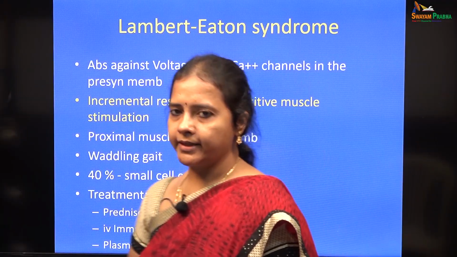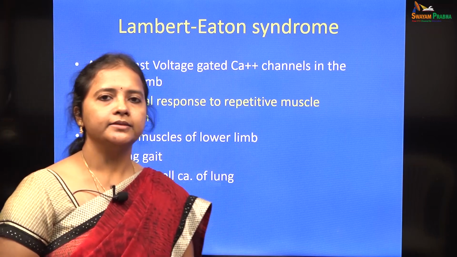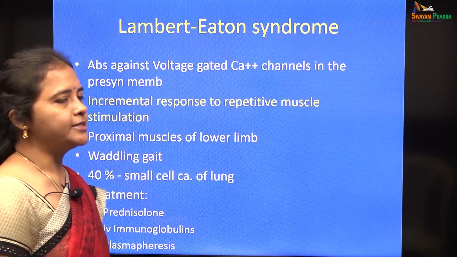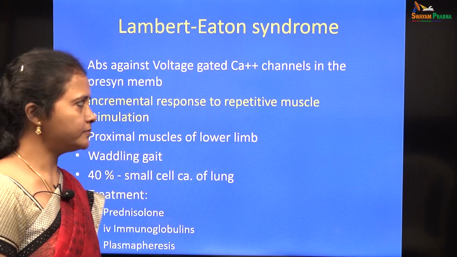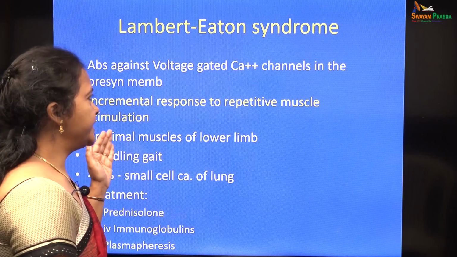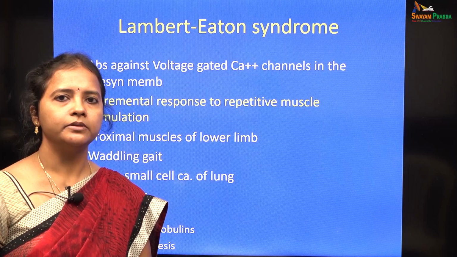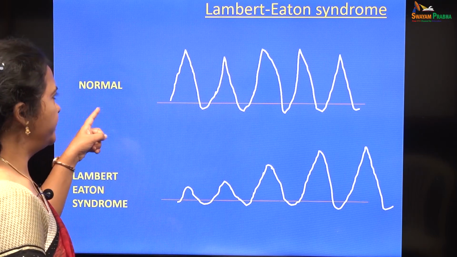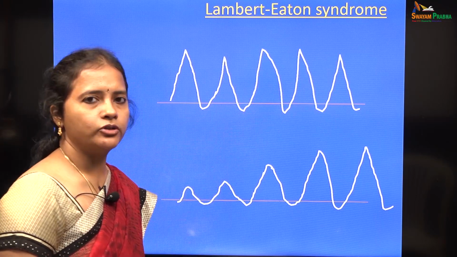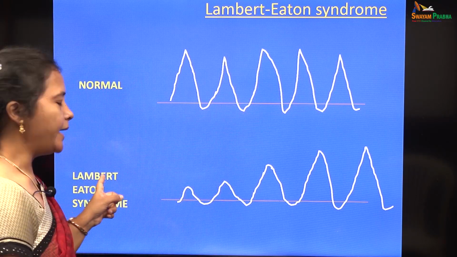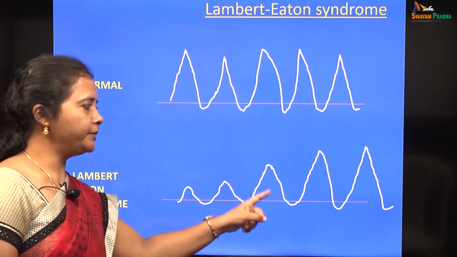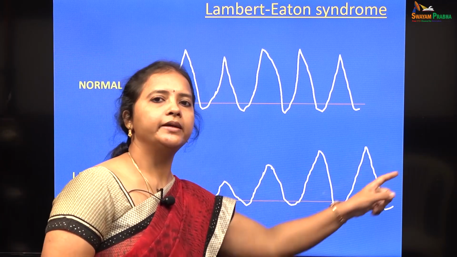Lambert-Eaton syndrome is again an autoimmune condition where autoantibodies are produced against the voltage gated calcium channels present in the presynaptic membrane. In this condition, it is the opposite of myasthenia gravis, where there is an incremental response to repetitive muscle stimulation. In a normal patient, repeated stimulation will lead to repeated generation of action potentials and contraction. In Lambert-Eaton syndrome, initial stimulation will have a lesser response. On repeated stimulation, it leads to an increase in the response.